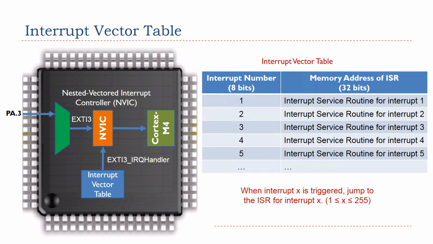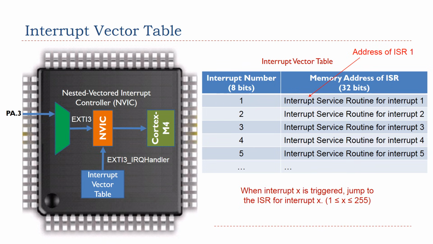To understand interrupts, the concept of the interrupt vector table is very important. The interrupt vector table holds an array of memory addresses. Each entry in the interrupt vector table is 4 bytes long. Each entry contains the starting memory address of an interrupt service routine. To put it simply, the interrupt vector table holds an array of function pointers.